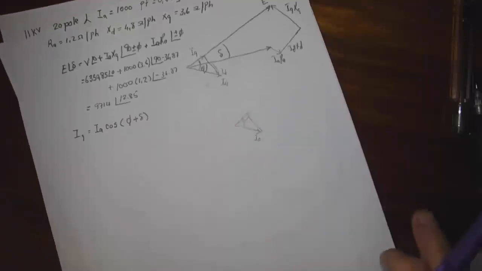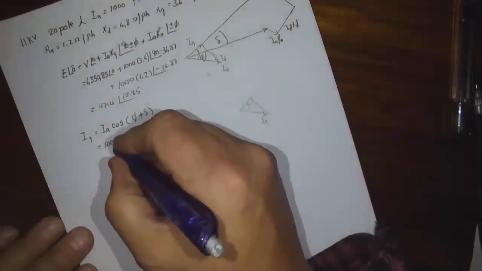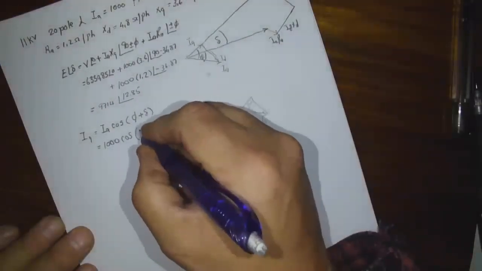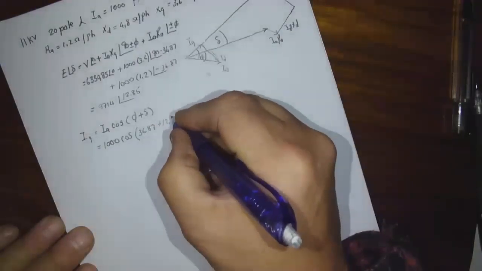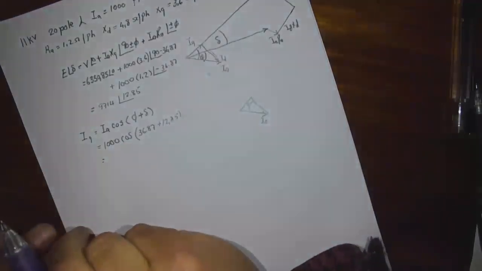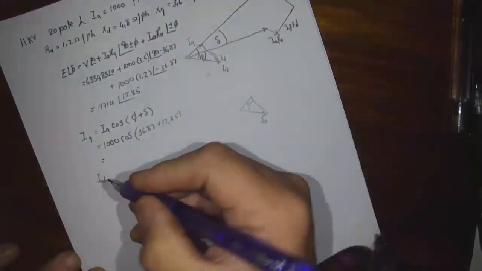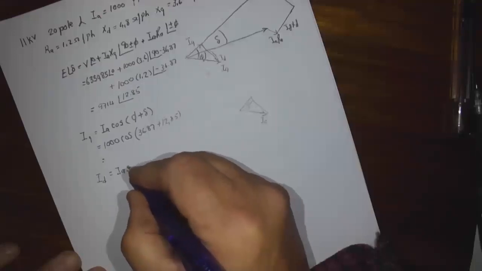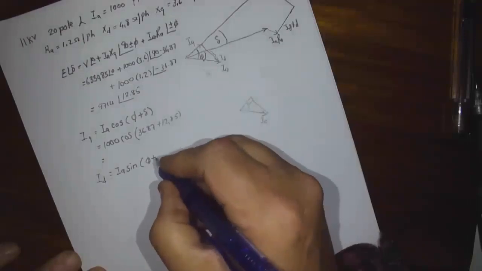Okay. So therefore, that will be 1,000 cos of 36.87 plus 12.85. How much is that? And then ID is equal to IA sine of phi plus delta.